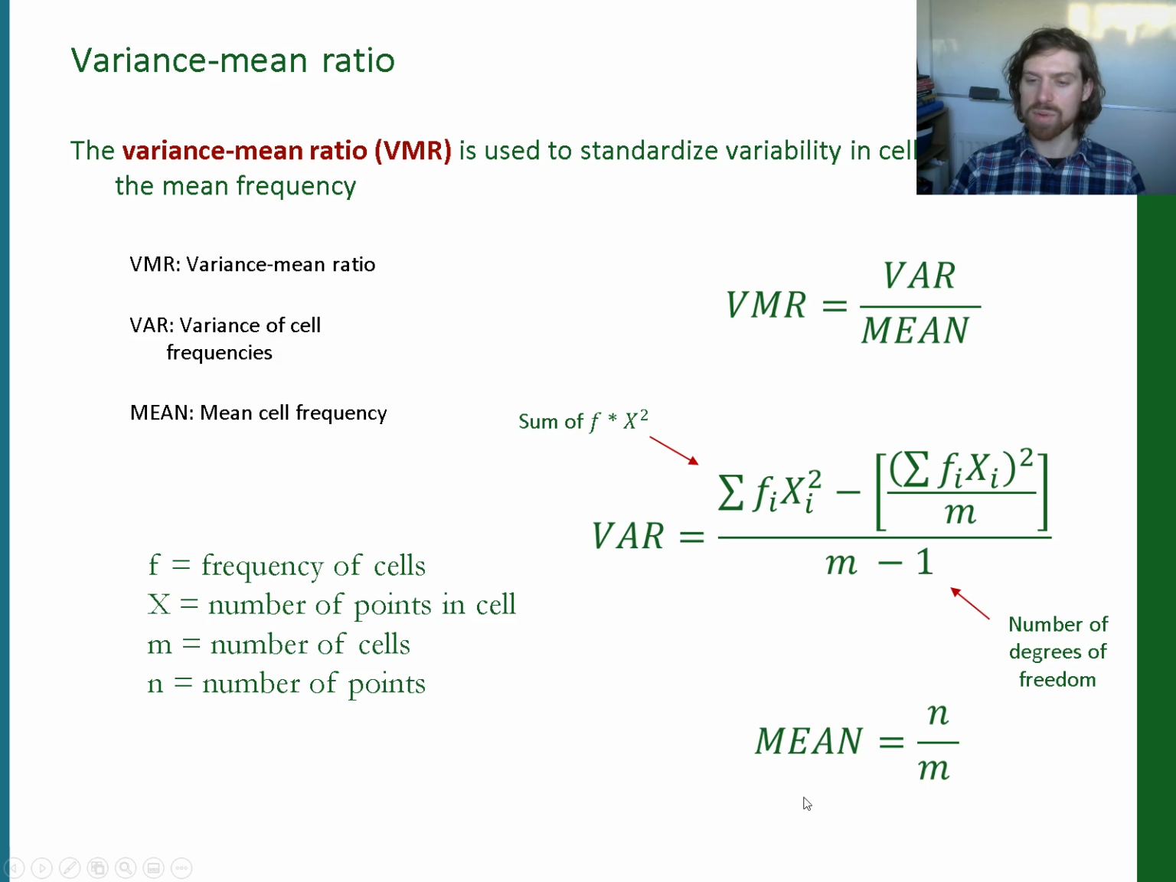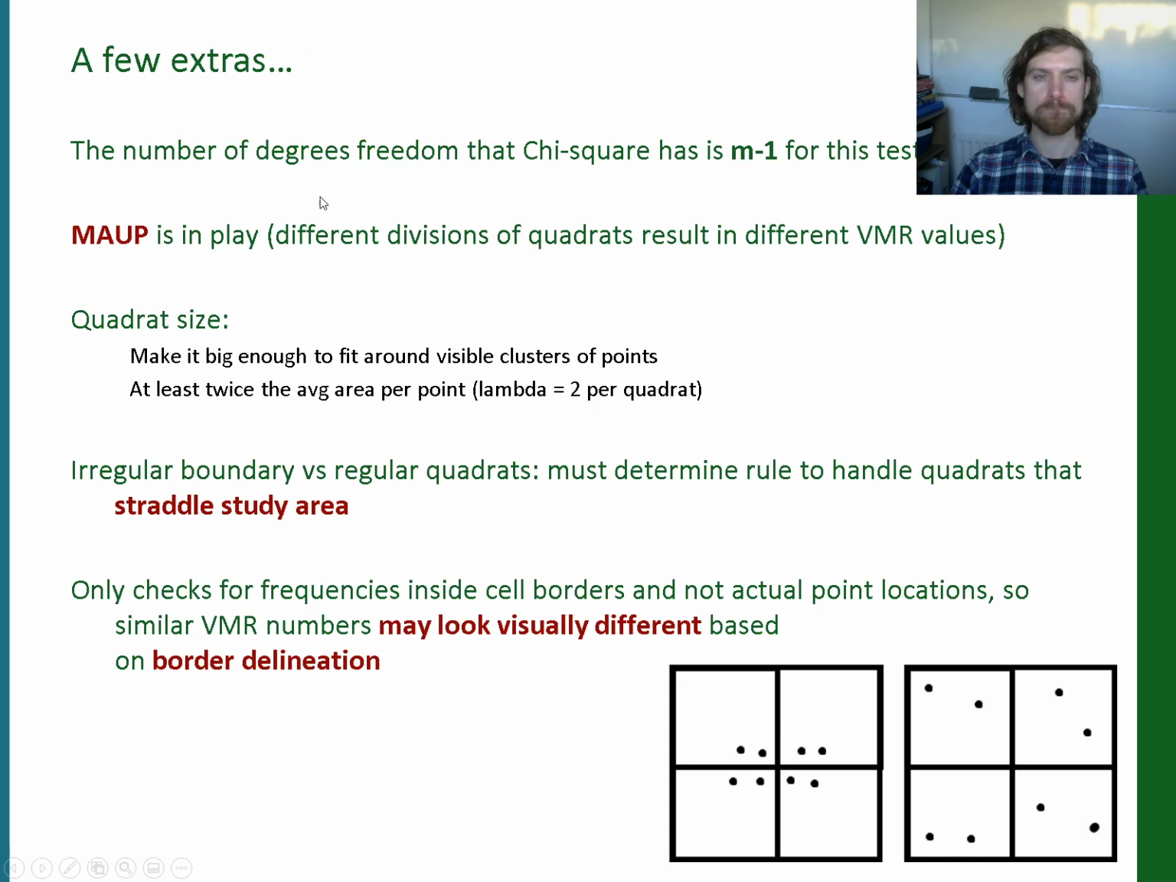And then down here, this is much simpler. To get the mean, we just divide the number of points by the number of cells that we have. This gives us the mean value, and that allows us to calculate this VMR. So a few extras. The number of degrees of freedom that chi-squared has is m-1 for this test. I spoke about that earlier.